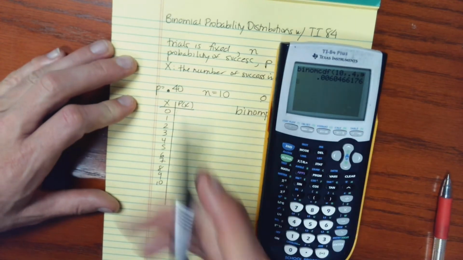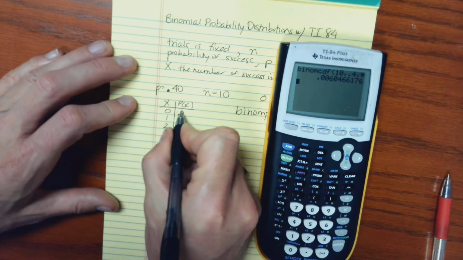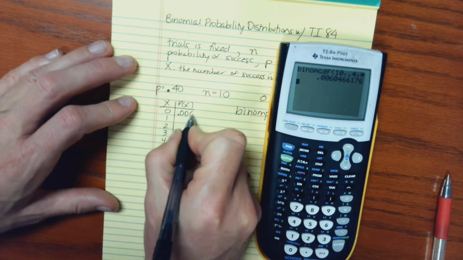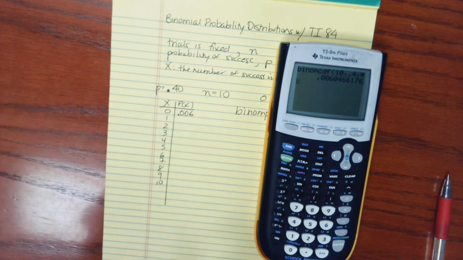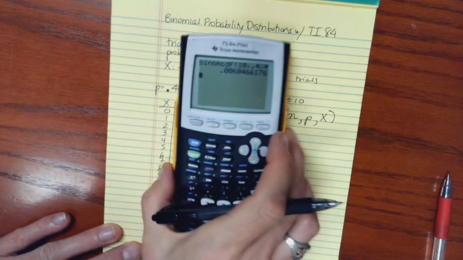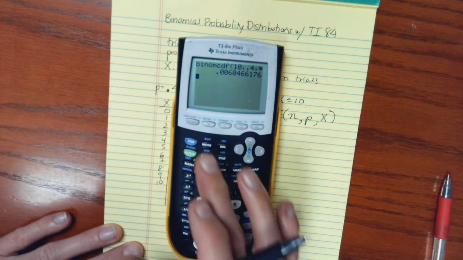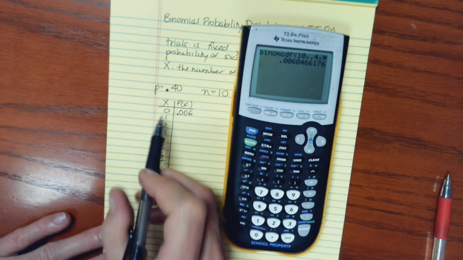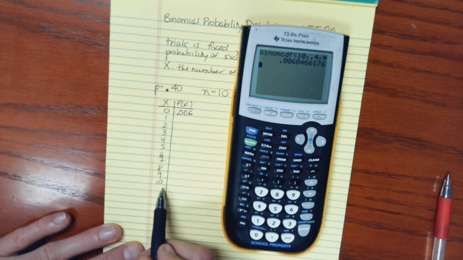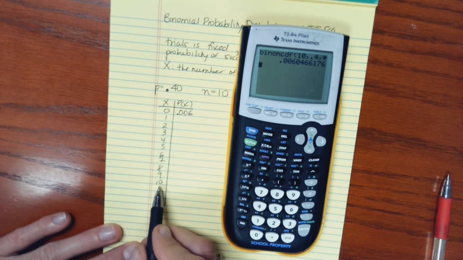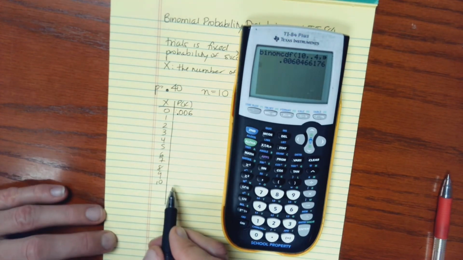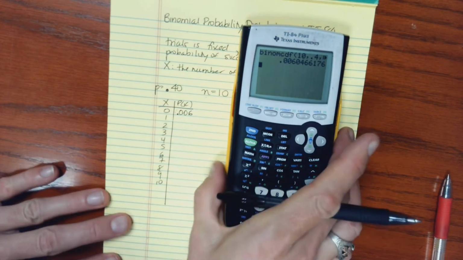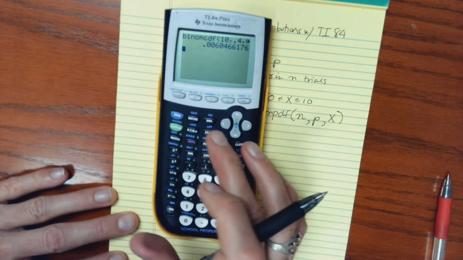So I find out that this is 0.006, and I'm just going to keep 3 decimal places here. And I could continue on, each time just changing that last value, so that the next time I would change it to 1, and I would repeat that. It would take a total of 11 times, and finally I would get the probability of having 10 successes in the 10 trials.